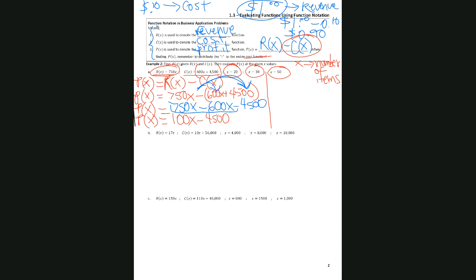And that is the equation that we're going to use to answer the questions given to us, and those questions are here. We need to find the profit for 20 items, the profit for 30 items, and the profit for 50 items. What we're going to do is substitute, just like we did on the first part of the first page of this lesson. So we're going to find the profit of 20. Remember, for every x that you see in your function, we're going to substitute the number 20. So this will be 100 times 20, and let's not forget about the minus 4,500.